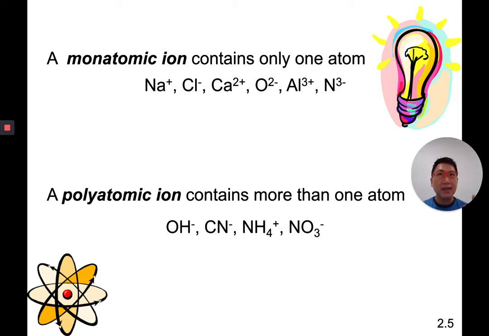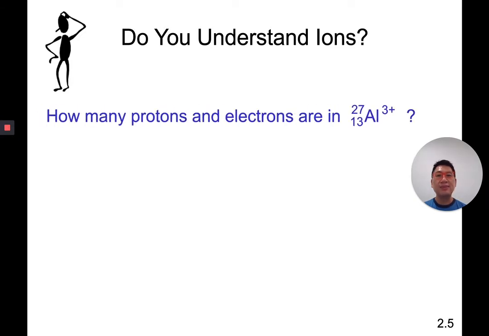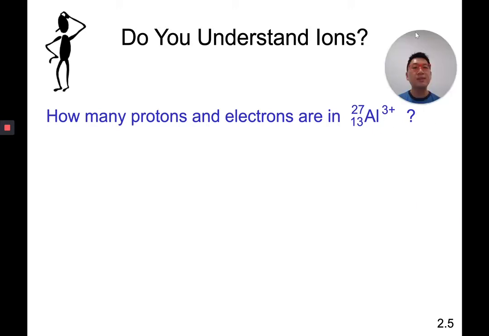And it's not that many. It's like 20, 30 of them. It's not that bad. Okay, so I think we understand ions. If so, I'll go through the first one. I'll ask you questions on the second one. How many protons and electrons are there in aluminum 27 plus 3 ion?